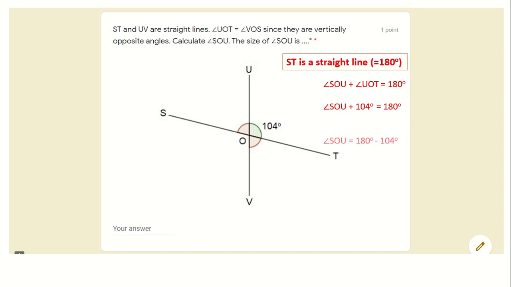So to calculate angle SOU, we just need to do 180 degrees minus 104 degrees. The answer is 76 degrees. So angle SOU is 76 degrees.